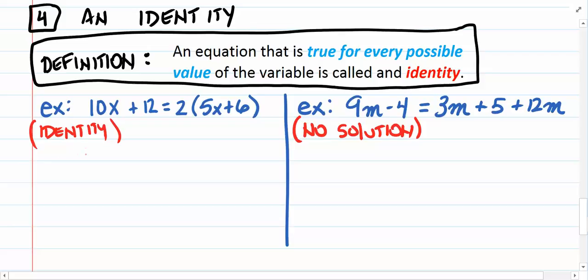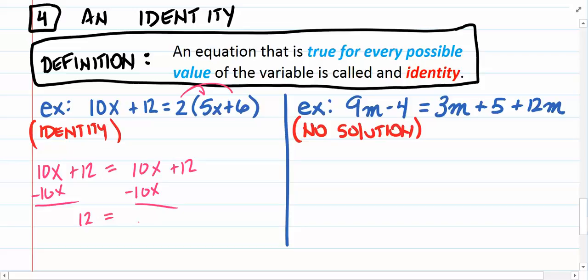So if I write this down again, I would have 10x plus 12 is equal to, use the distributive property, and I would get another 10x and then plus 12. So you're noticing right away, I'm seeing the same thing on both sides of the equation. But if I were to keep going with this, and I subtracted 10x from both sides, I would see that 12 is now worth, well, 12. Well, 12 equals 12 is a true statement. That is definitely a true statement.